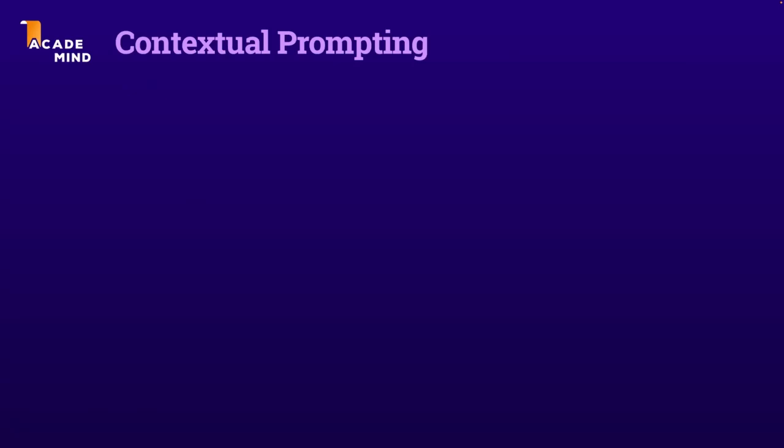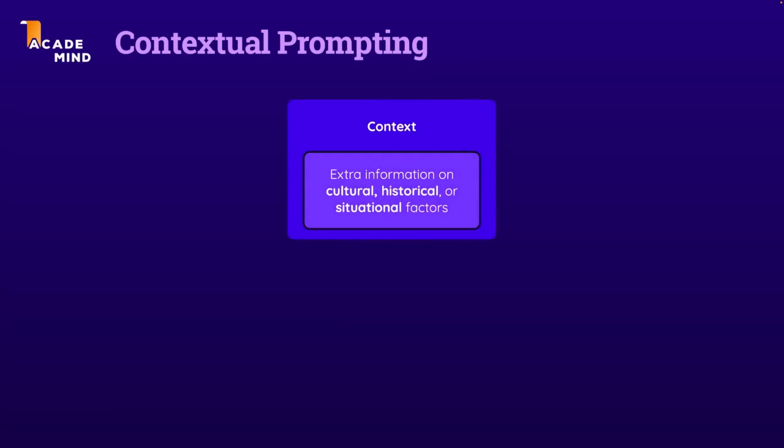Contextual prompting simply means that as you provide extra information to your prompt, so as you set the context of your prompt, you add specific extra information on the cultural, historical, or situational factors that should be taken into account by ChatGPT as it generates the response.